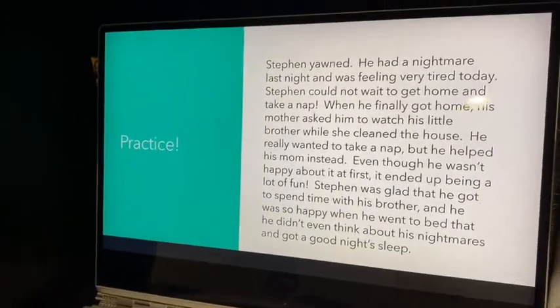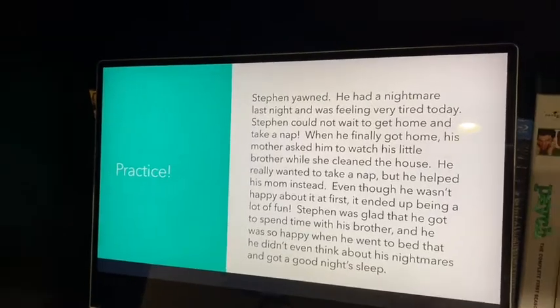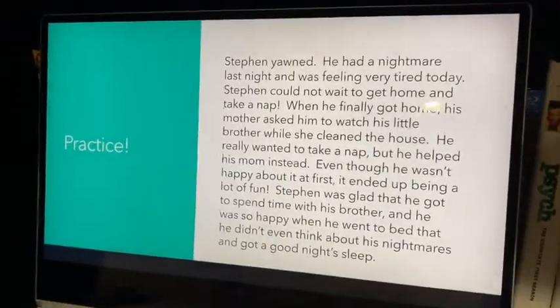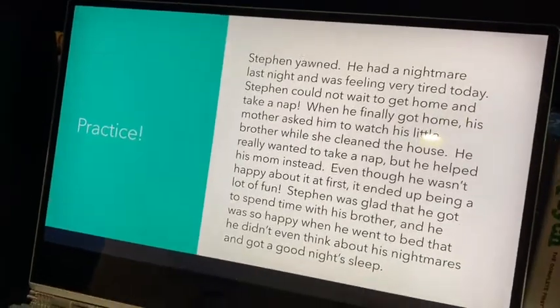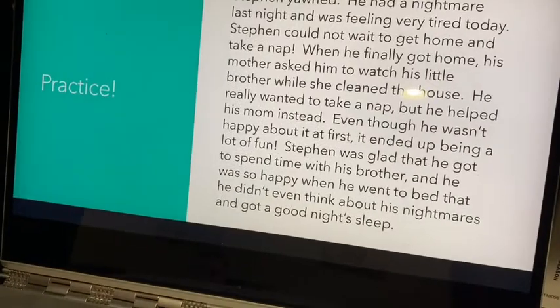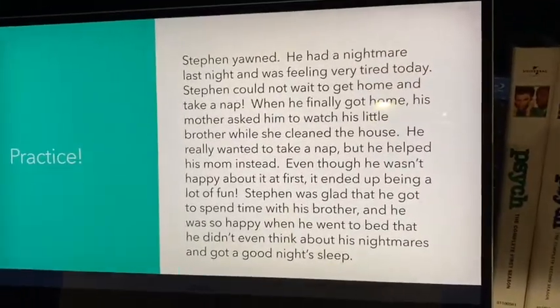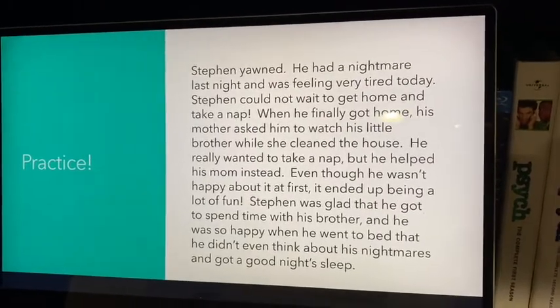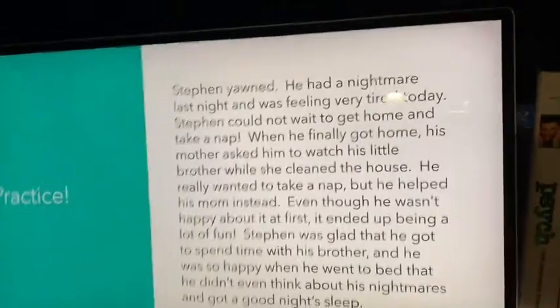So, can you all tell me some characteristics of Stephen? He's tired. That's right. Any more ideas? He's responsible. He does what his mother tells him to do. That might also tell us that he's caring. He has a brother. Yeah, that was really great.